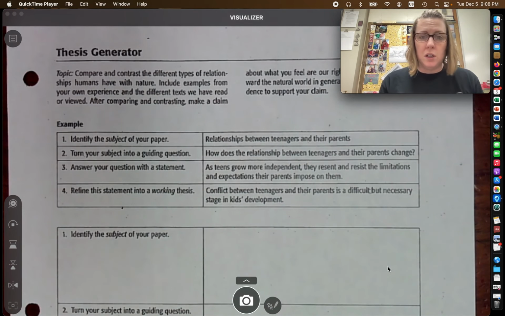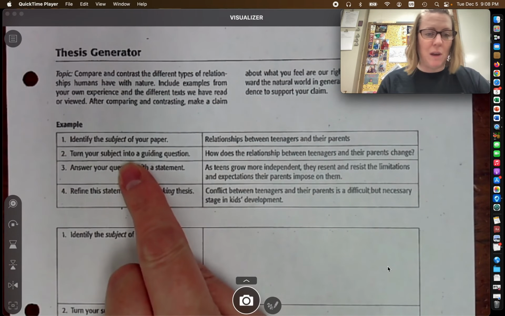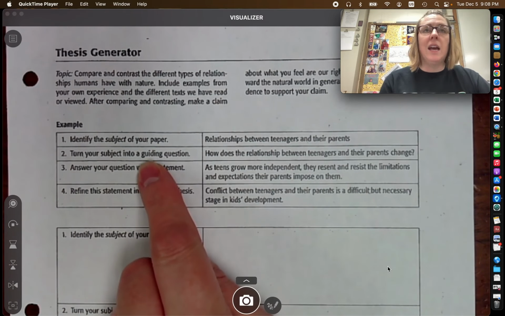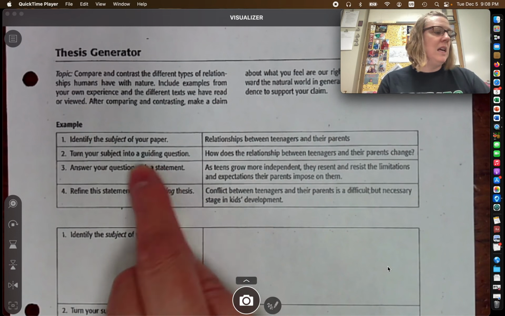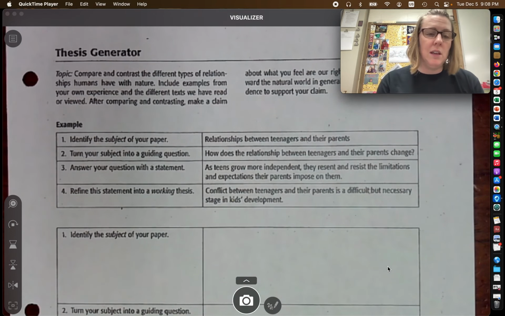For some of you, you already know what your subject matter is because you've made that selection. For others, you've been told what it is that you've been studying in terms of research topic, and so you know what the subject matter of your paper is. Once you know the subject matter of your paper, then you have to turn that subject matter into a guiding question. Again, some of you already know what your guiding question is. If you're in College Prep English 12, you know what your guiding question is. If you're in English 102 doing this for your research paper, you know what your guiding question is.